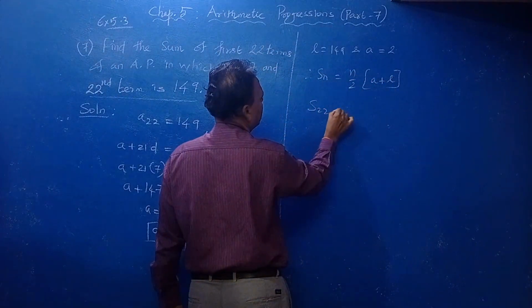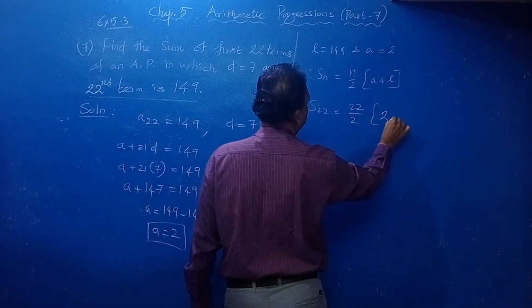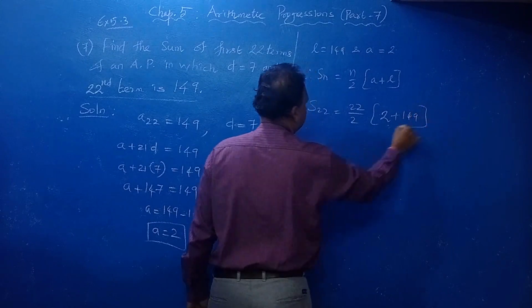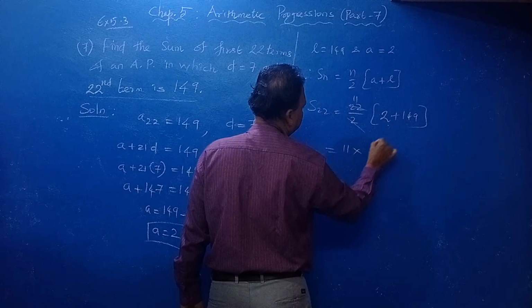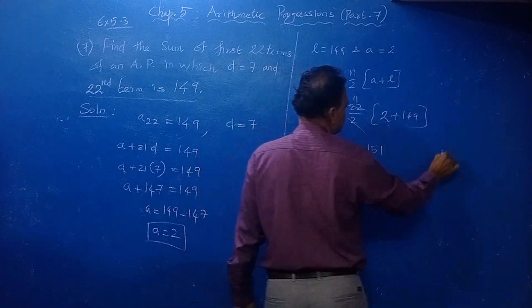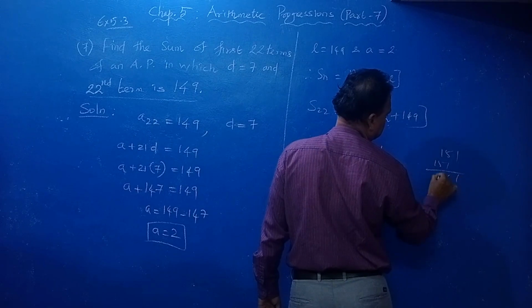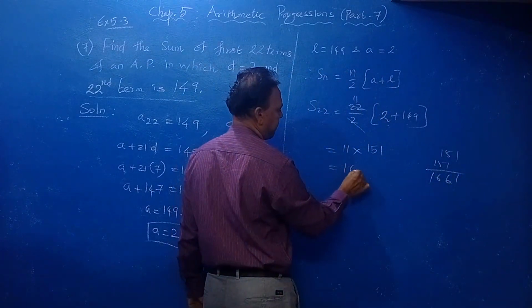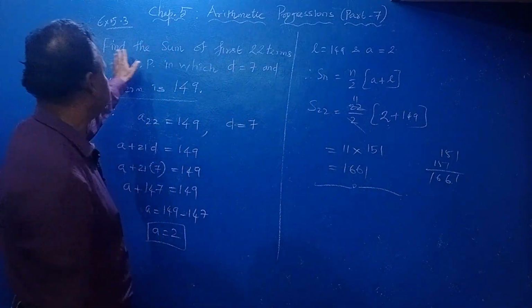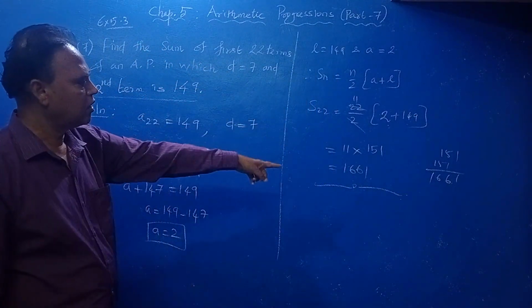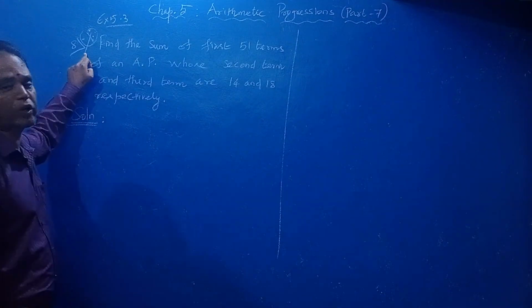So S22 you have to find out. So N equal to 22 you put. That means A is 2 plus L is 149. Here 11. So 11 into 151. So 151 write 2 times. 1661. Therefore, the sum of first 22 terms is 1661. Clear? Eighth problem, very important problem.